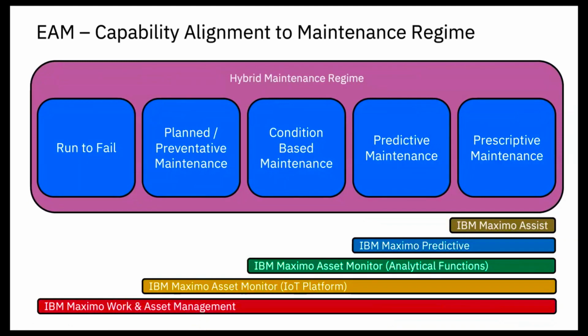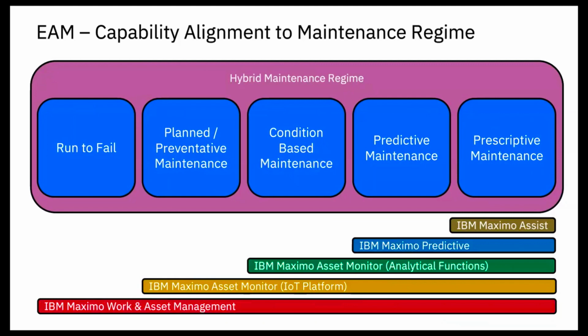And then finally, on the final slide for me, we just basically overlay at the bottom those capabilities with some of the IBM offerings within the Maximo portfolio. So for enterprise asset management, we have IBM Maximo, which is the core enterprise asset management solution. Following that, we have IBM Maximo Asset Monitor, which is where we start from an IoT platform, a connected assets perspective, and we start to look at connecting the data.